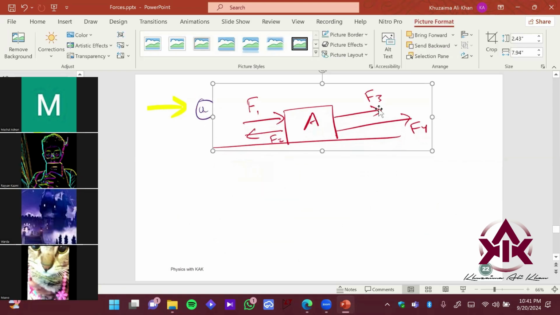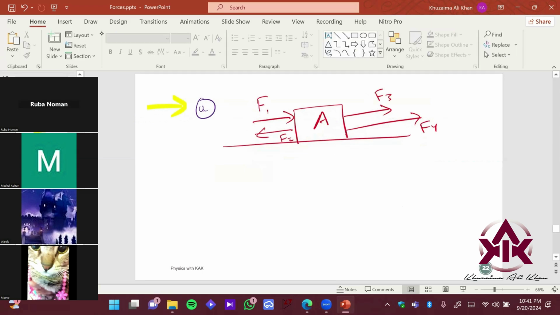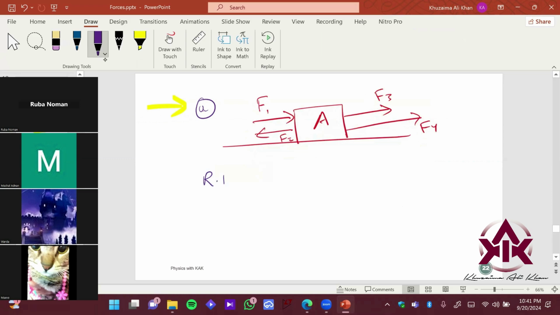So you have this particular scenario and want to find the resultant force. How do you find it? The resultant force is basically vector addition. This direction is positive, this direction is negative. F1 is in the positive direction, so it's positive F1. F2 is in this direction, so we'll put a negative sign with F2. Similarly, F3 is also positive and F4 is also positive, because they are both in the positive direction.